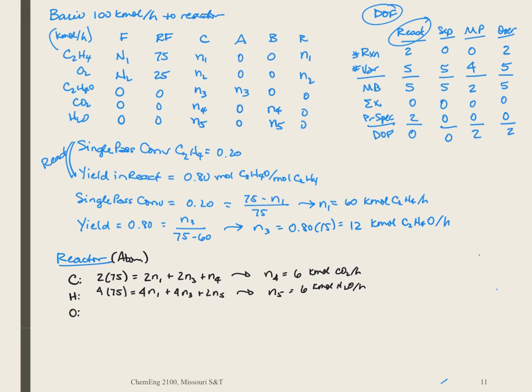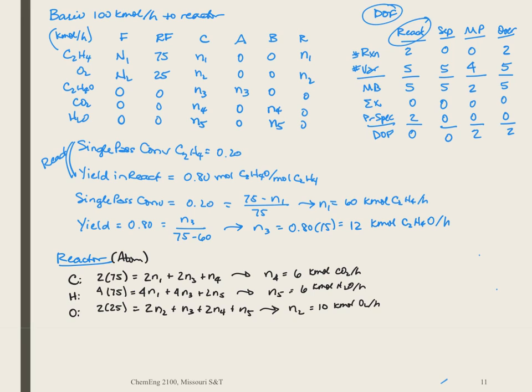Okay. So I found N4, N5, I've got N1 and N3, so oxygen. Oxygen enters as oxygen, so 2 atoms per 25 moles. Leaves as 2N2 plus N3 plus 2N4 plus N5. I know N3, N4, and N5, so I can solve for N2 is 10 kilomoles O2 per hour.